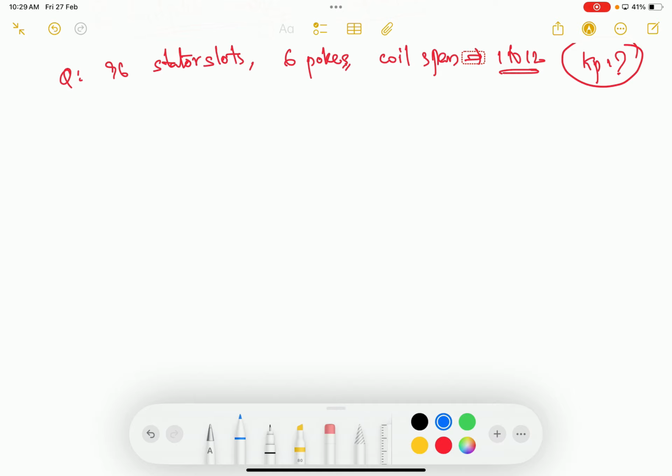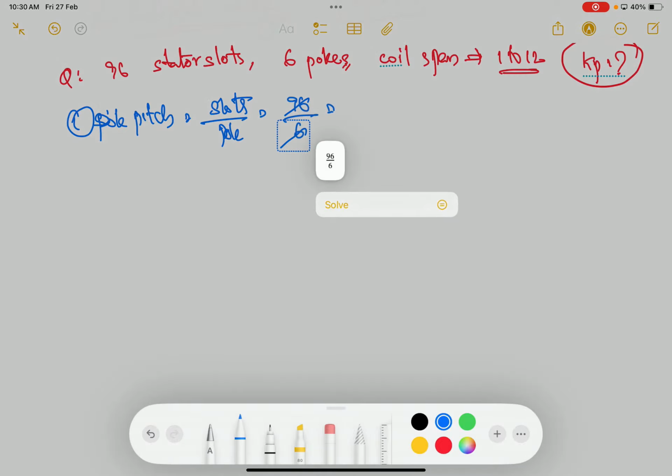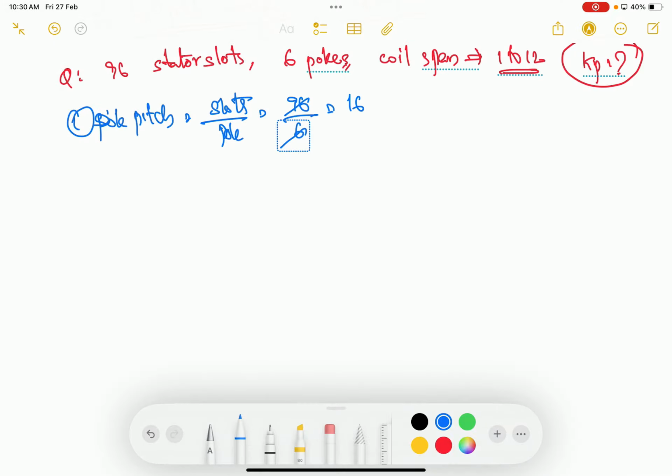So first I'll try to find out the pole pitch. First thing is to find the pole pitch. Pole pitch is equal to slots per pole. That is equal to 96 by 6, which is 16. Yes, it is 16.